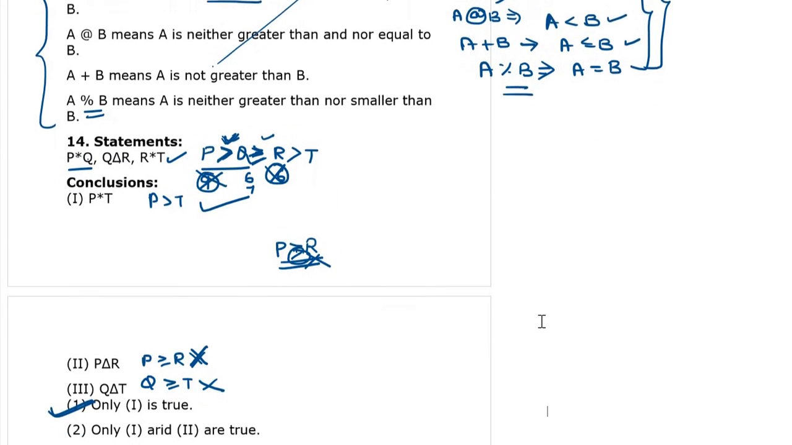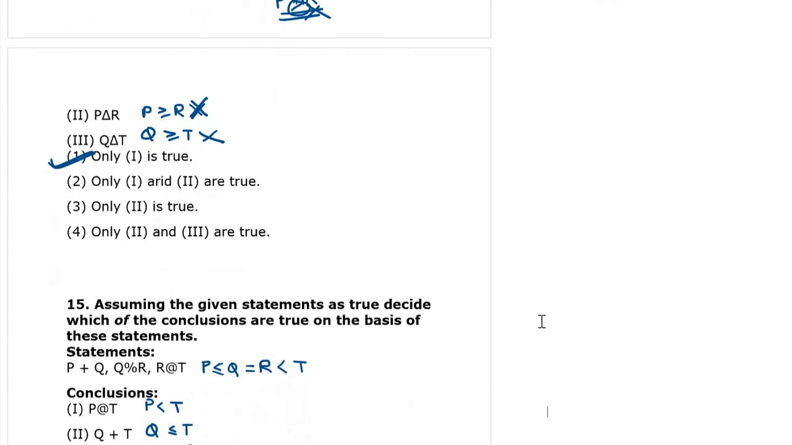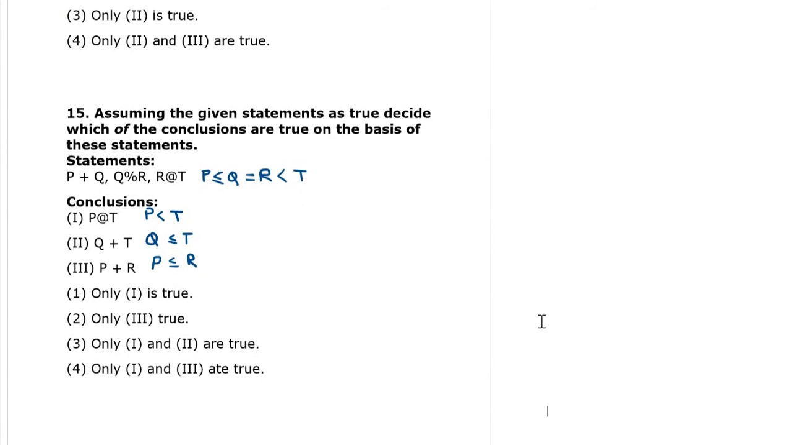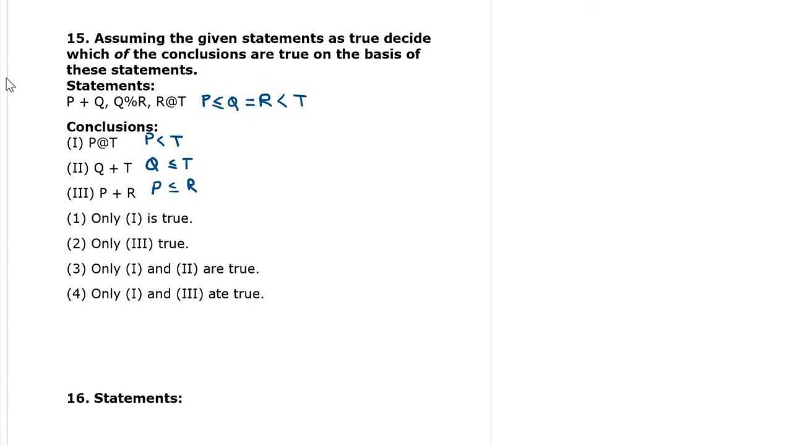So come to the next question. In the same manner, some statements are given. Plus means less than or equal to, percentage means equal, at means less than. I combined these three like that, and then the conclusions also I converted. So now check it. P less than T, yeah, correct. Q less than or equal to T we can't say. P less than or equal to R, this one we can say because these two are equal. Q equal to R. So statements 1 and 3 are true.